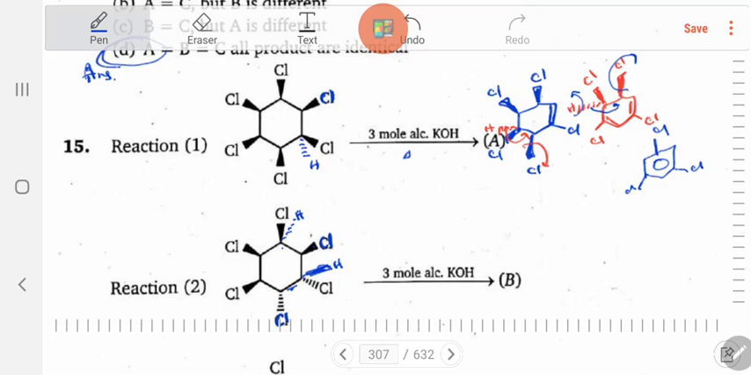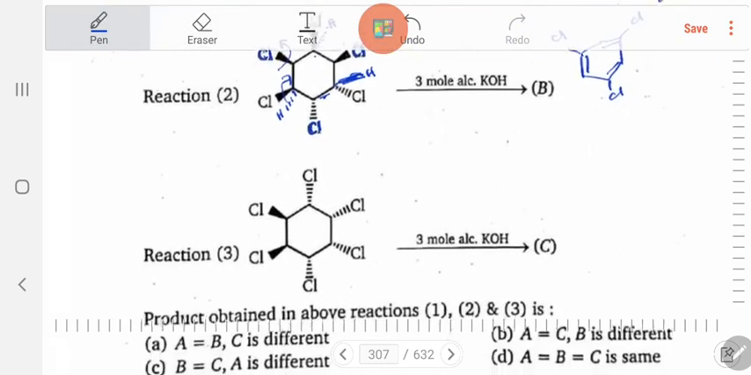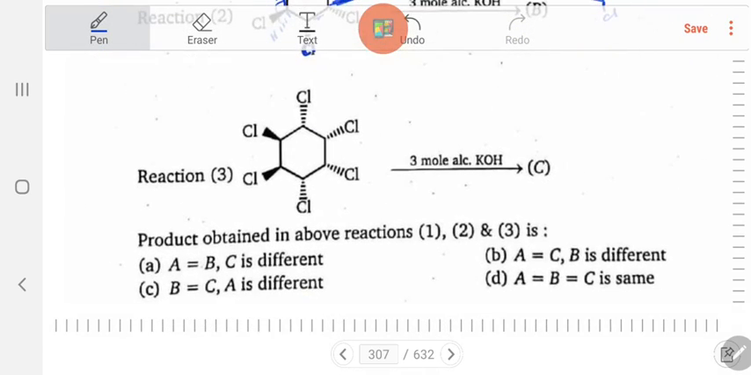Similarly, there is hydrogen here and this chlorine. This hydrogen and this chlorine is lost, making a double bond here. So anyhow, here also we got first a double bond here and a chlorine here. Next case, a double bond here and a chlorine here. Next case, a double bond here, chlorine here. So again you got a similar product. So A equals B, both are 1, 3, 5 trichlorobenzene. Now coming to reaction C.